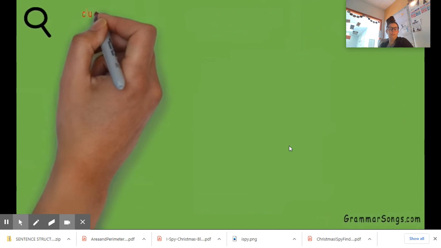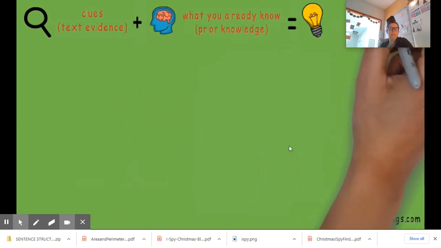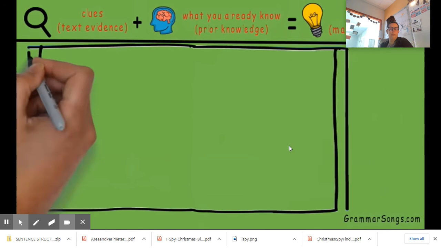Let's read another short story. We will look for clues and use our prior knowledge to form an idea or make an inference.